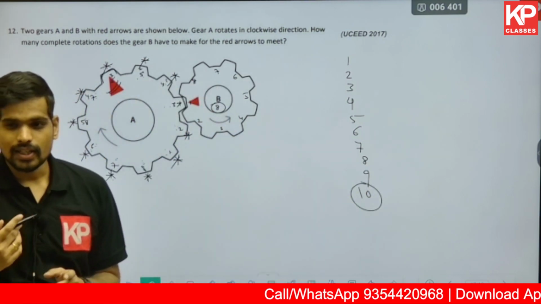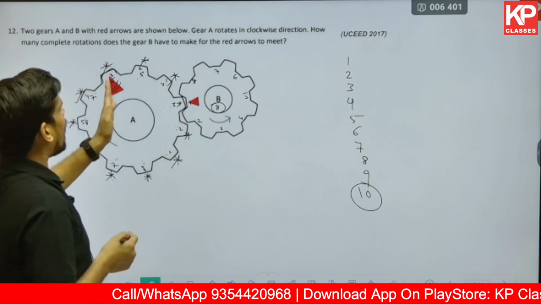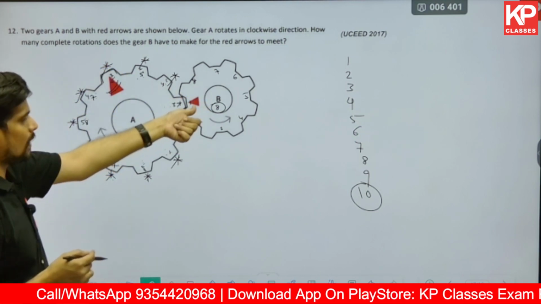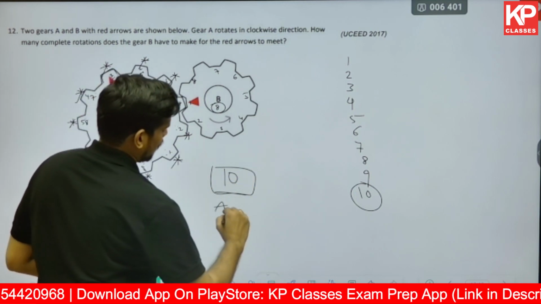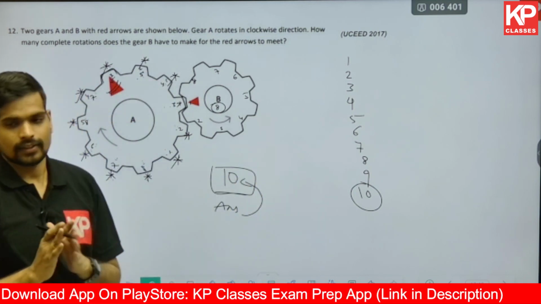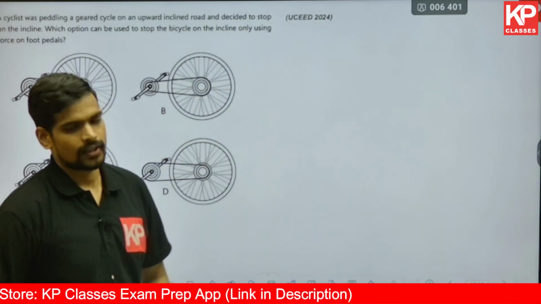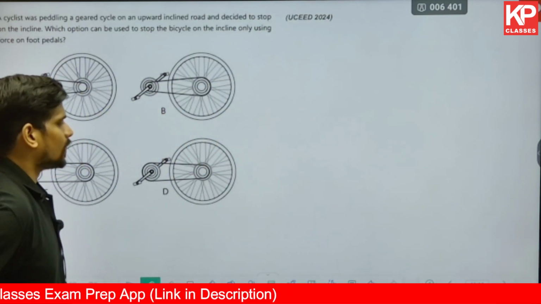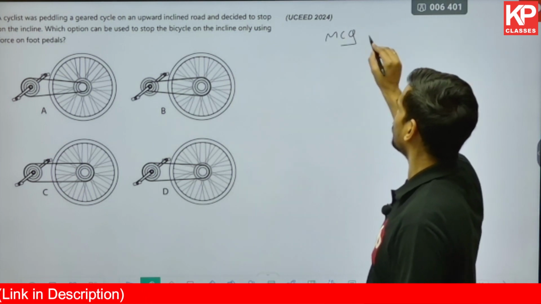So how many rotations are required for us to have this red arrow teeth to fit into the same depression over here? 10 rotations are required. So this is a numerical answer type question with 10 as the answer. So simple logic based question it is, without any numerical calculation as such. Next one, this is also a conceptual one. It is an MCQ question from past CEED 2024.